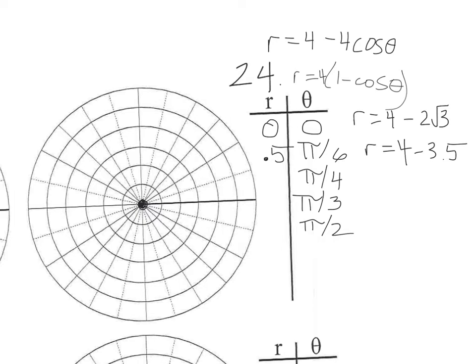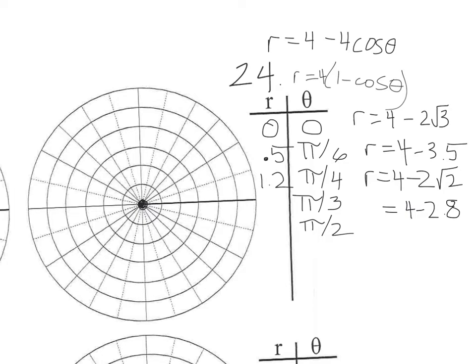Next, if we plug in the pi over 4, goes into there, that'll be root 2 over 2. The 4 over the 2 cancels, so it'll be 2 root 2. So in this case, we have 4 minus 2 root 2. 2 root 2 gives us about 2.8. So 4 minus 2.8 will give us about 1.2.